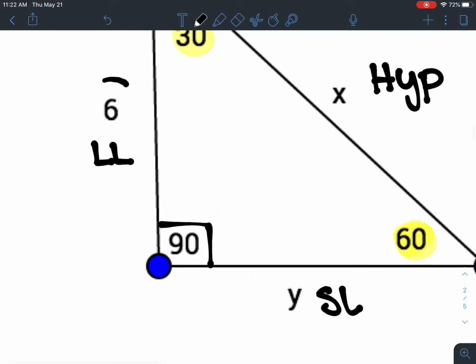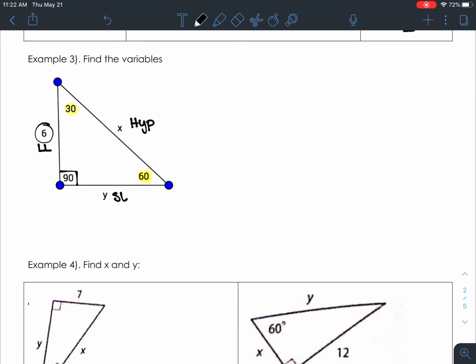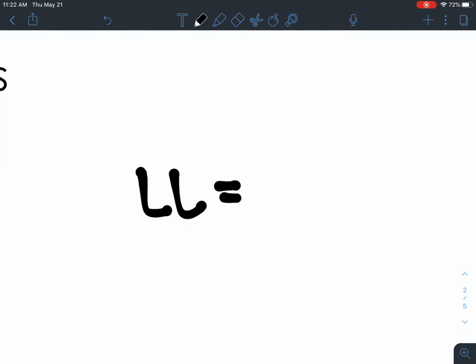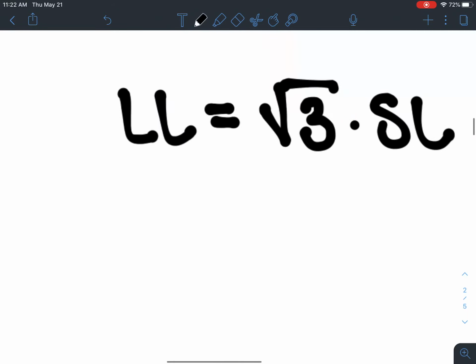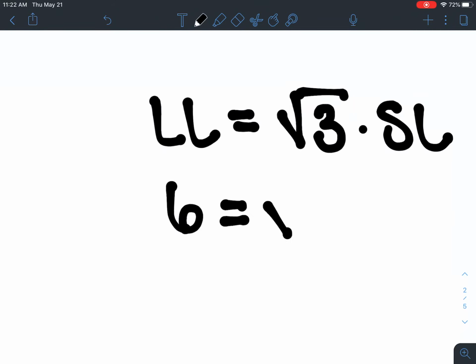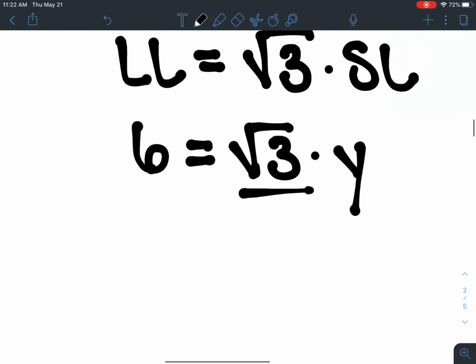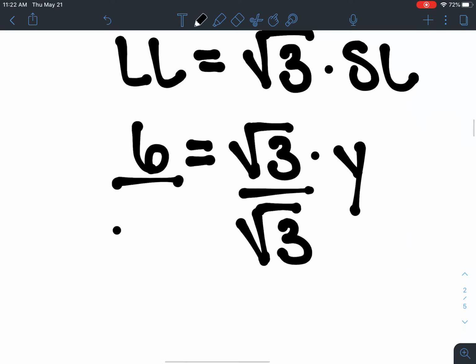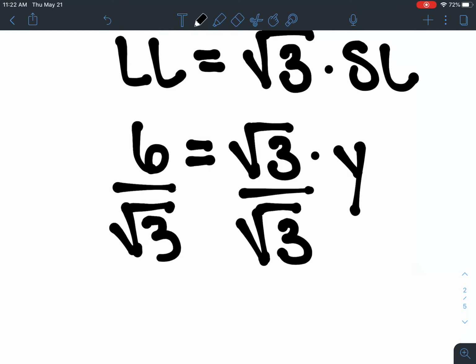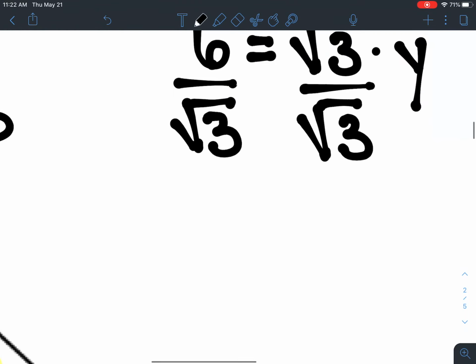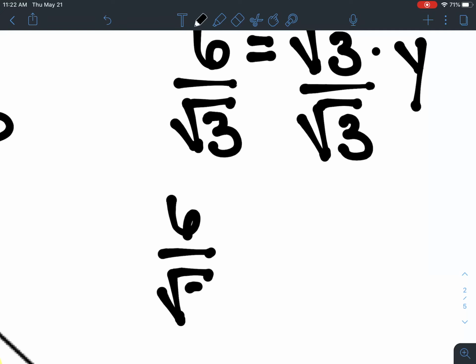So we have to look at what we're given. We are given the long leg, which means that I'm going to start with the long leg formula. The long leg is equal to the square root of 3 times the short leg. Our long leg is 6, so I'm going to plug that in: 6 is equal to the square root of 3 times y, because y represents our short leg. And now we simplify. I'm going to divide by the square root of 3 on both sides, and now I have to rationalize because I have that radical in the bottom. So I'm going to rationalize 6 over the square root of 3 by multiplying by the square root of 3 over the square root of 3.